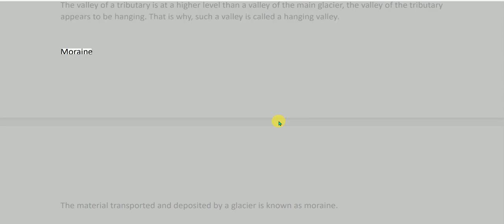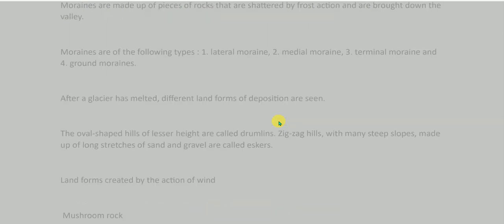Moraine. The material transported and deposited by a glacier is known as moraine. Moraines are made up of pieces of rocks that are shattered by frost action and are brought down the valley. Moraines are of the following types: one, lateral moraine; two, medial moraine; three, terminal moraine; and four, ground moraine. After a glacier has melted, different landforms of deposition are seen.